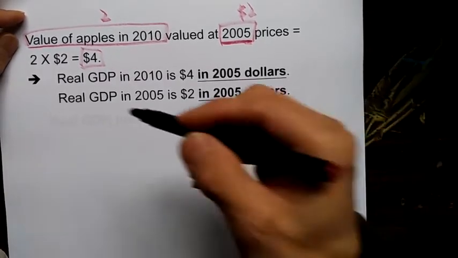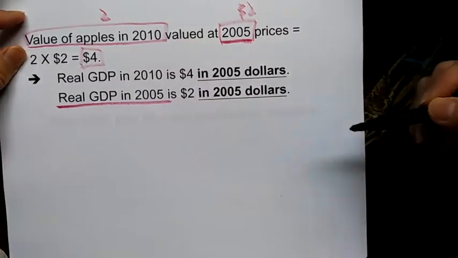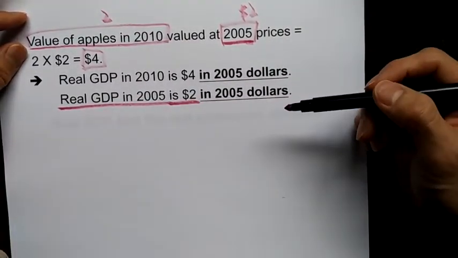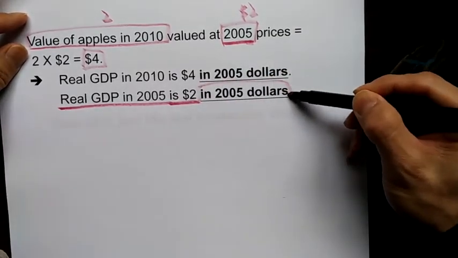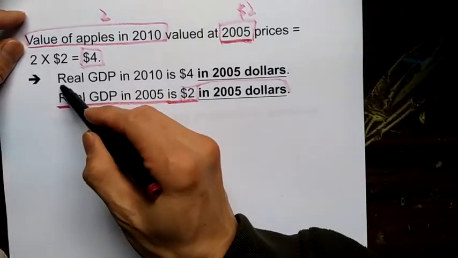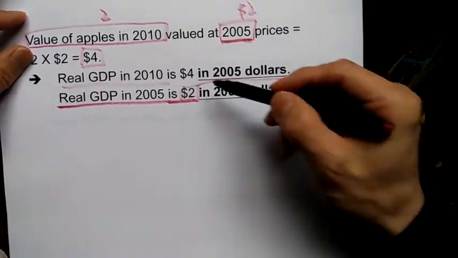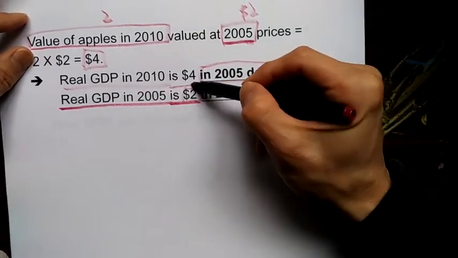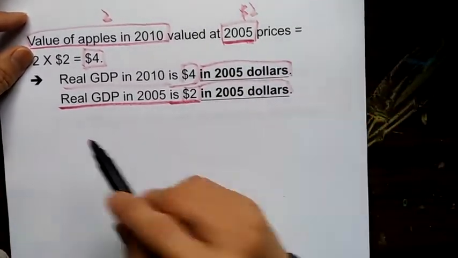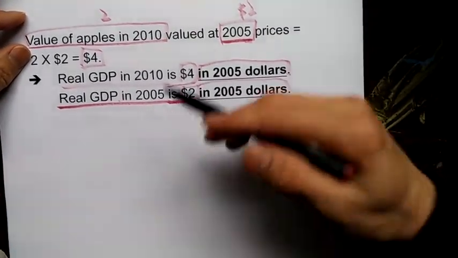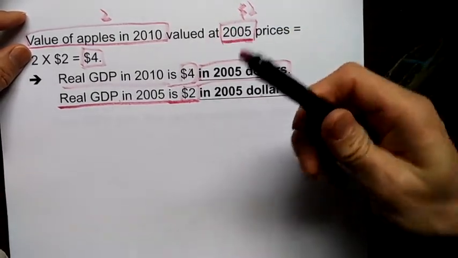Therefore, we say the real GDP in 2005 is the same as the nominal GDP. We defined it in 2005 dollars. And real GDP in 2010 in 2005 dollars, use the same price, is 4. Then real GDP doubles. That is, real production doubles. We produce from 1 apple to 2 apples.